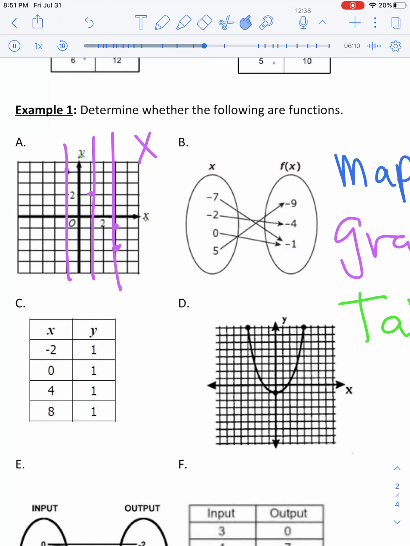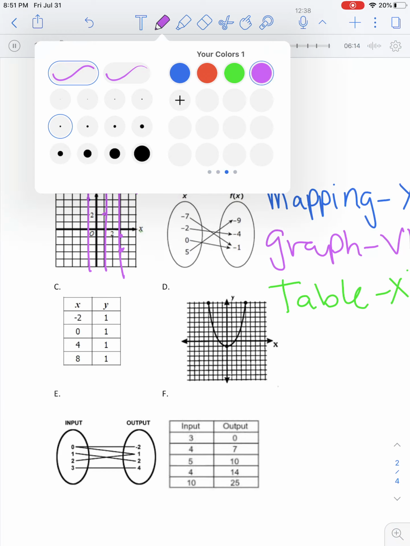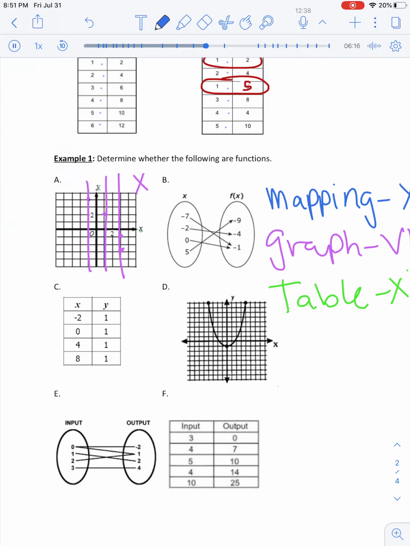Okay, so now we have a mapping diagram. And for the mapping diagram, we need to check our x's. Do they repeat? Do they have only one y? So we see that -7 is going to that -1. That -2 is going to the -4. I'll go ahead and trace the lines. And then that 0 is going to -1, and that 5 is going to -9. So each x has its own y. So that one is a function.